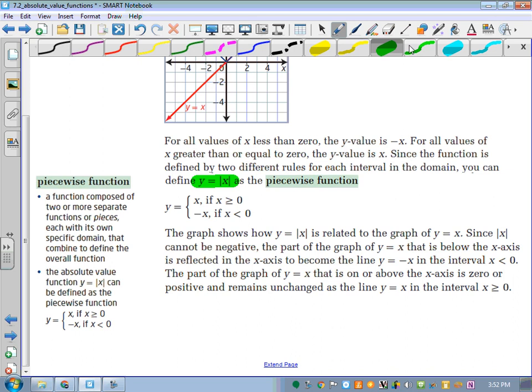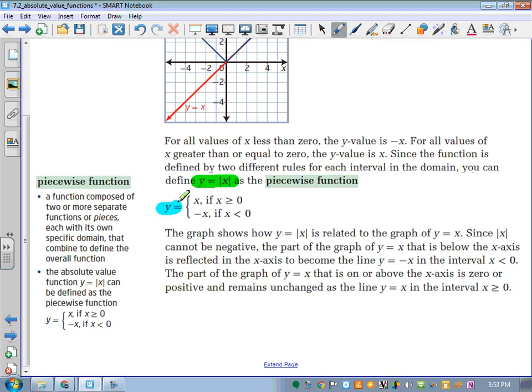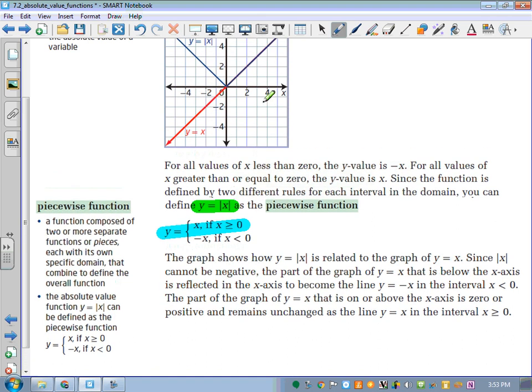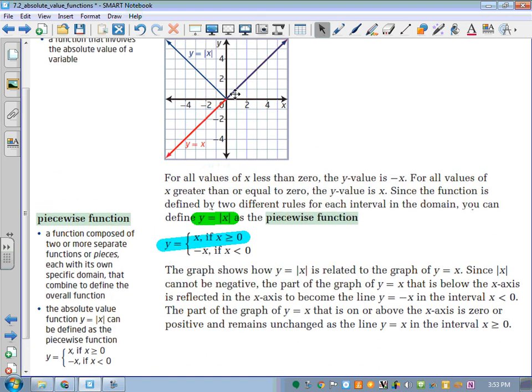So if we have y equals the absolute value of x, we can write it as y equals x, and this is really important, this is equal to x if the condition is satisfied. The condition in this case is that x would have to be greater than or equal to 0. We can look at this on the graph: the red line is y equals x, and the blue line is y equals the absolute value of x. When x is greater than 0, the blue line and the red line are exactly the same.